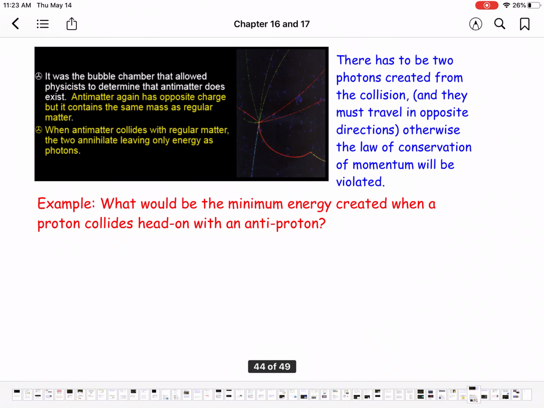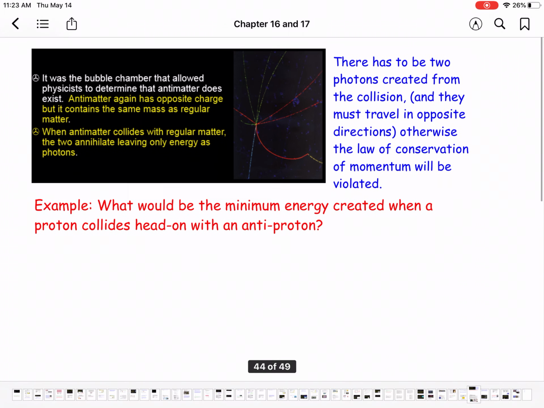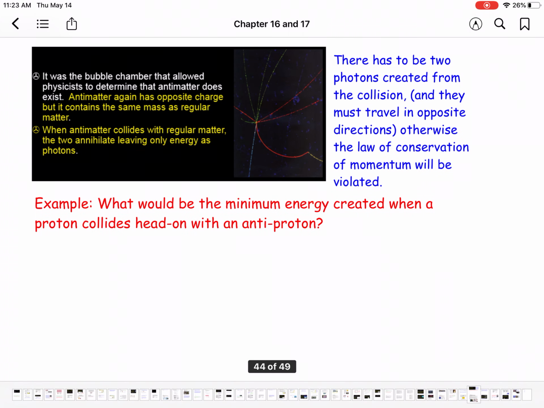Okay, so it was a bubble chamber that allowed physicists to determine that antimatter does exist. Antimatter again has an opposite charge, but it contains the same mass as regular matter. And when they collide, they annihilate, leaving only 2 photons. So there are actually 2 photons created from this collision, and they must travel in opposite directions. Otherwise, the law of conservation will be violated.